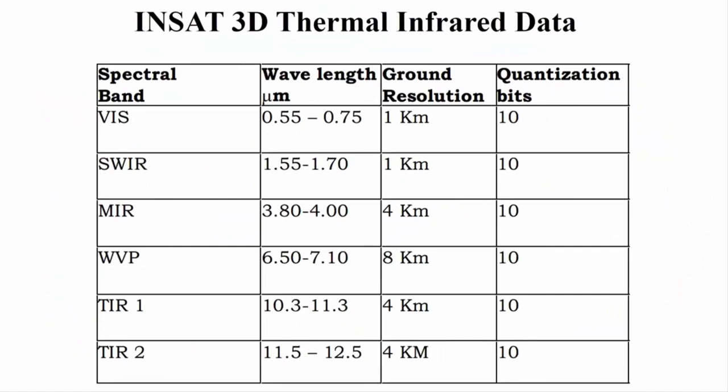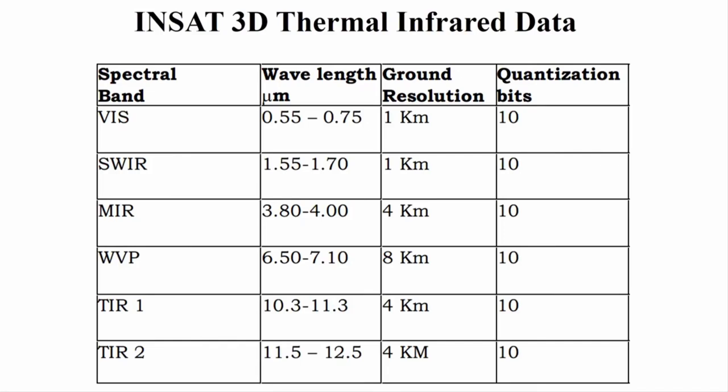So if you see the imager specification, these are the different spectral bands. VIS has 1 kilometer resolution, and the wavelength range is 0.55 to 0.75 micrometer. SWIR is also there, that is short wave infrared, 1.55 to 1.70. This also has 1 kilometer resolution. And there is one band, that is the water vapor band, 6.5 to 7.10. This has 8 kilometer resolution.